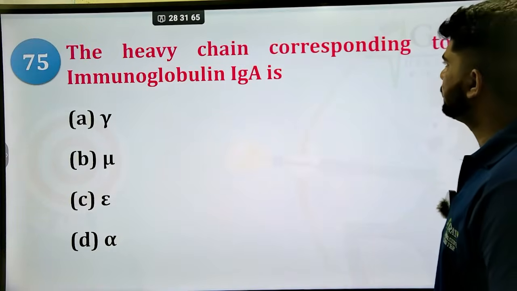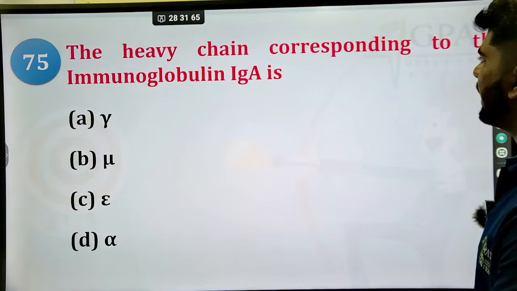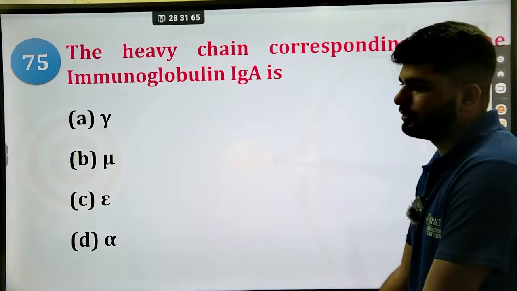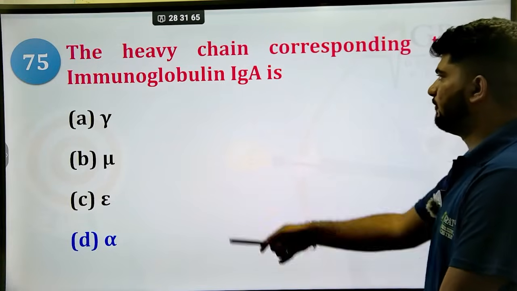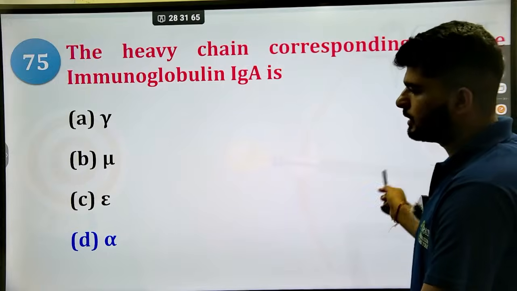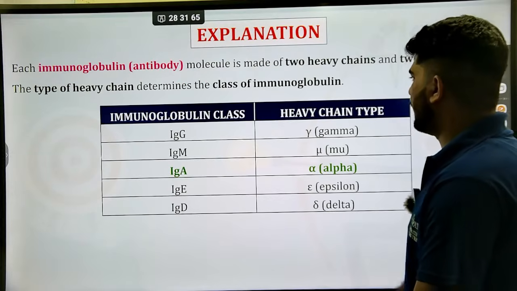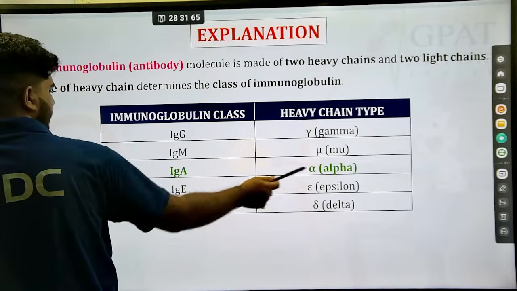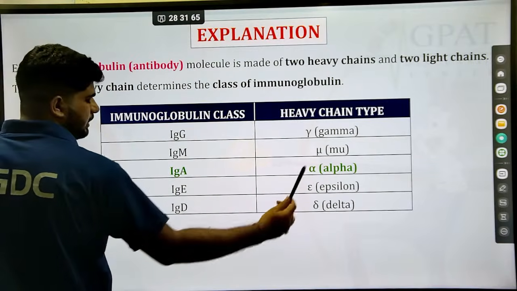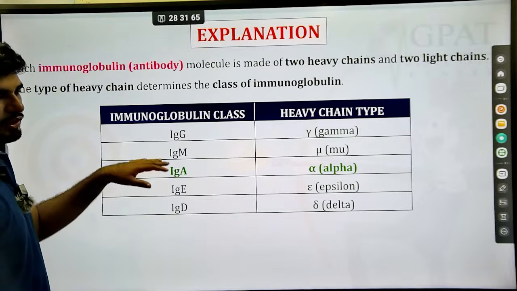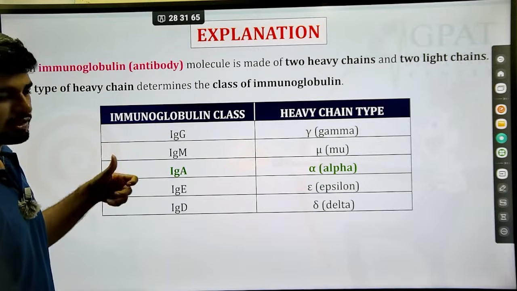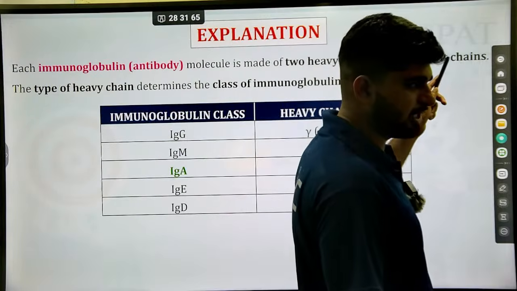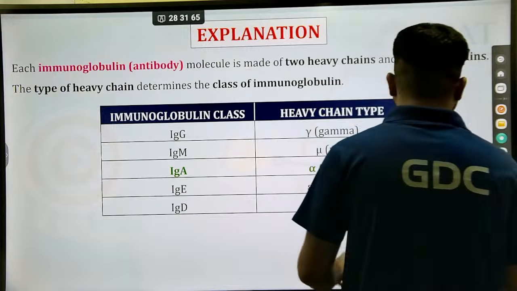Now, the heavy chain corresponding to the immunoglobulin IgA, is it your gamma, mu, epsilon, or alpha? That is nothing but your alpha chain that is associated with IgA. Okay. IgG has gamma, M for mu, A for alpha, E for epsilon, and D for delta. This is the way that we have the nomenclature of these immunoglobulins. 2 heavy chains, 2 light chains. This is important, guys.